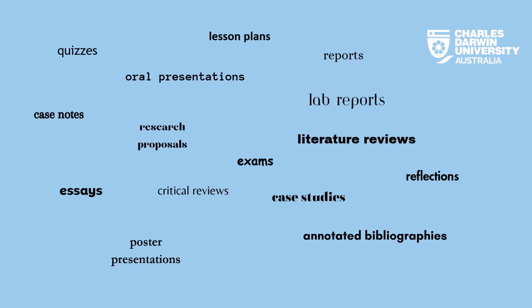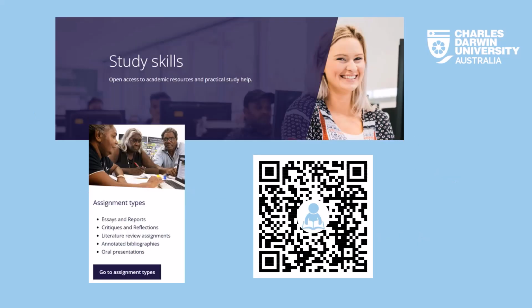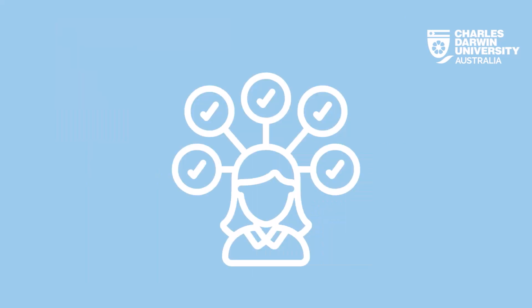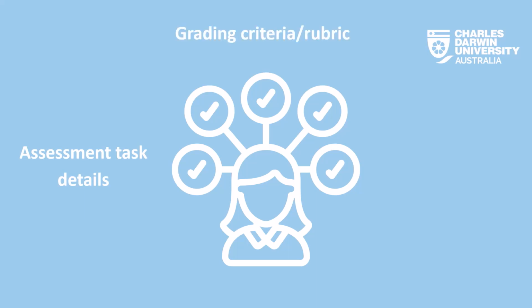To learn more about many common assignment types, you can use the study skills resources developed by the Language and Learning team. These study skills resources include explanations, examples, practice activities, and downloadable PDFs. No matter what kind of assessment you are preparing, to understand your assessment tasks properly, you need to review a range of relevant information, including the details of your assessment task, the grading criteria, sometimes referred to as a rubric, and your unit learning outcomes.